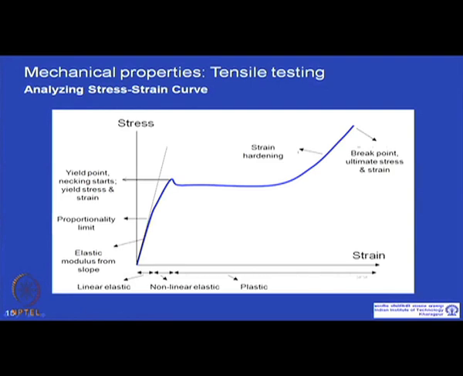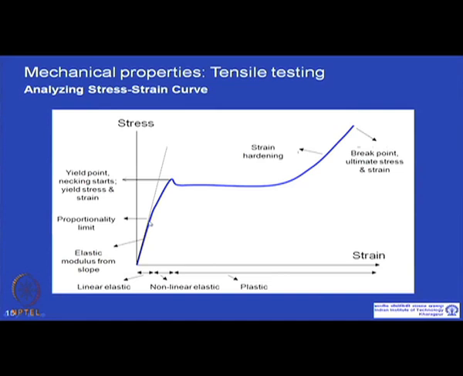Stress is plotted against strain, and this curve basically shows the possible effects or possible deformation in a sample. This does not happen in all samples, but it is shown here so that you know all the different terms related to tensile testing. As you know, the first part is linear up to this point.